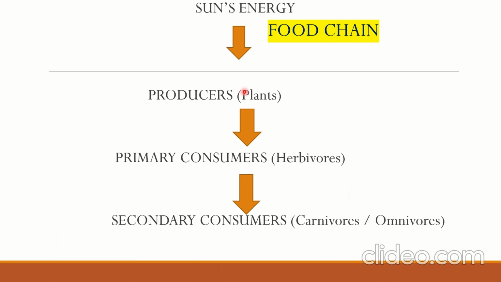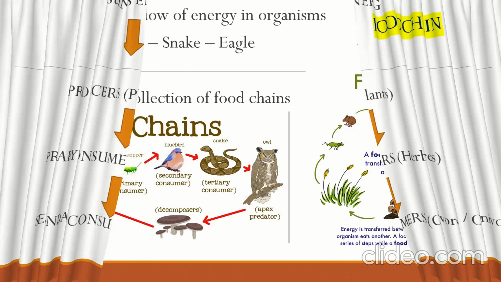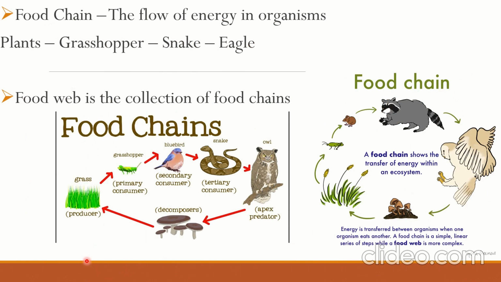And then from that, the energy flows through the plants, and the plants prepare food. And this energy flows to the primary consumers, or the herbivores, like the elephants and the deer. They all eat plants. And then energy from there flows to the secondary consumers, the carnivores or the omnivores. So it's all a flow of energy. It's called a food chain. So a food chain is a flow of energy.